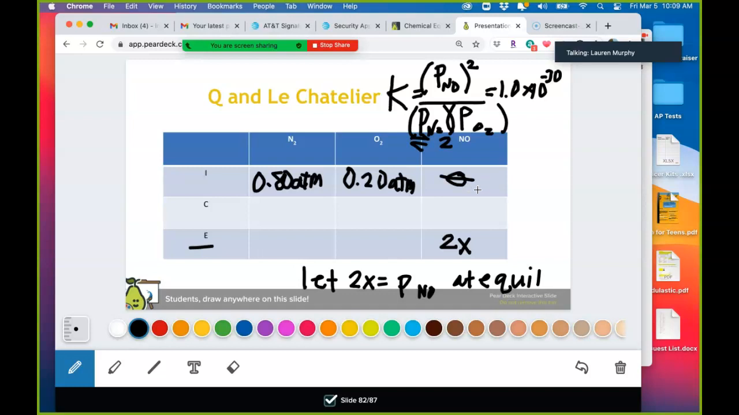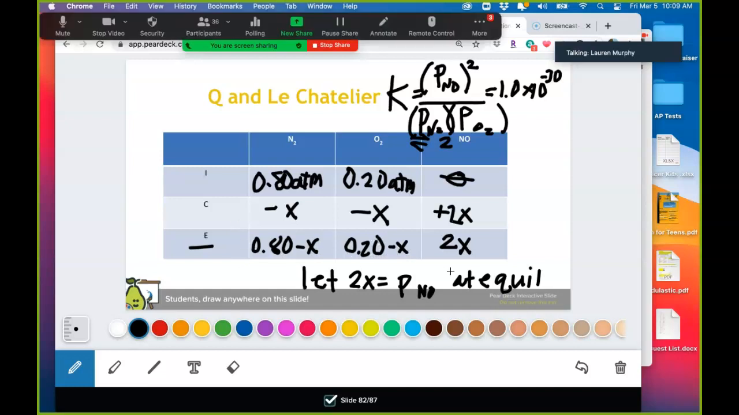So at equilibrium, this guy is 2x, which means I must have gained 2x. And remember, your change row is where you do your stoichiometry. This is your mole to mole ratios. If I produced 2x here, it's because I must have lost x amount here, a 1-to-2 ratio, and lost x amount here. Then the I row and the C row combine, 0.8 minus x, to get you E. And now that we have our equilibrium values, we plug into the equilibrium expression.